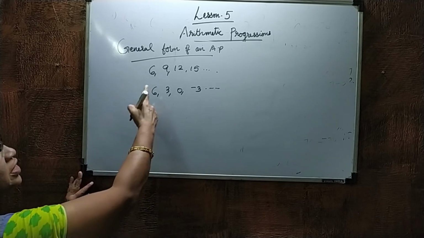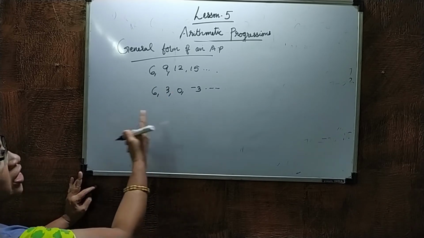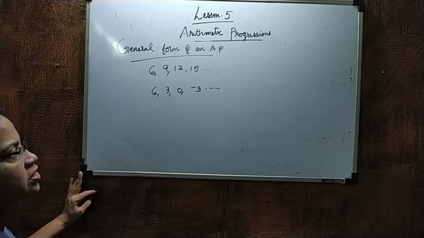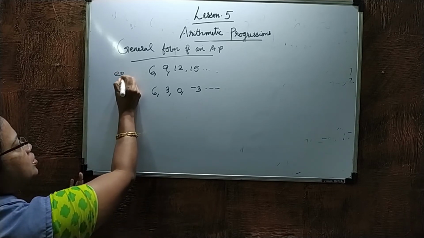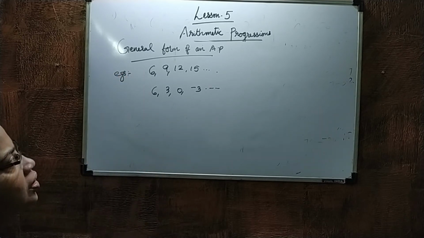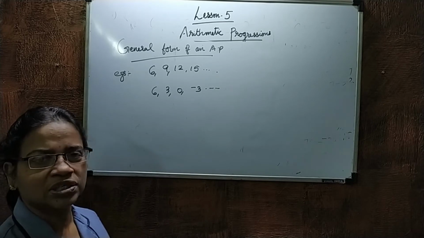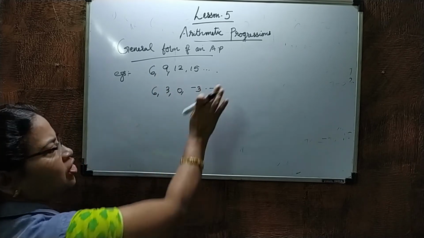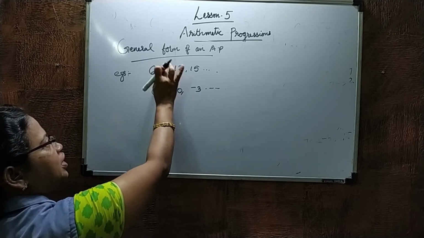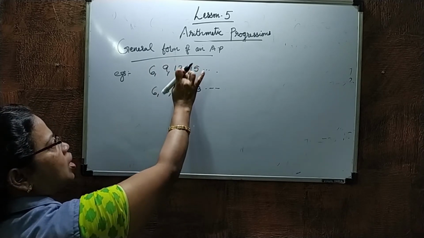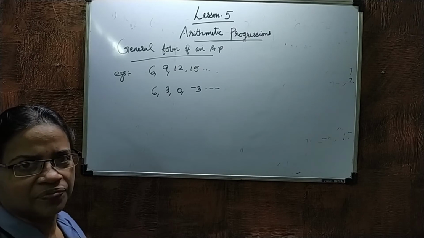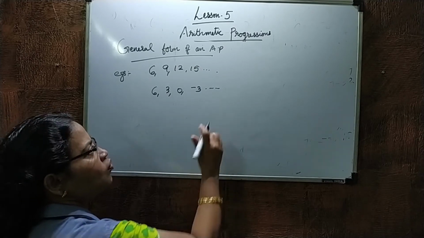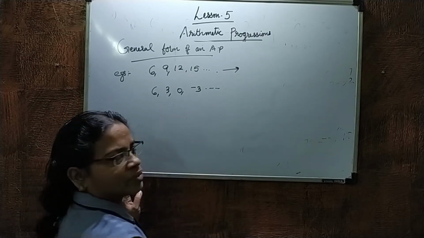Now, two examples I had given you. First example: 6, 9, 12, 15, etc. Next one: 6, 3, 0, negative 3, etc. What is the common difference? Here, easily you will tell that 6 plus 3 is 9, 9 plus 3 is 12, 12 plus 3 is 15.